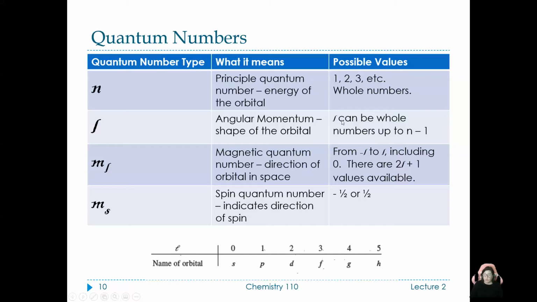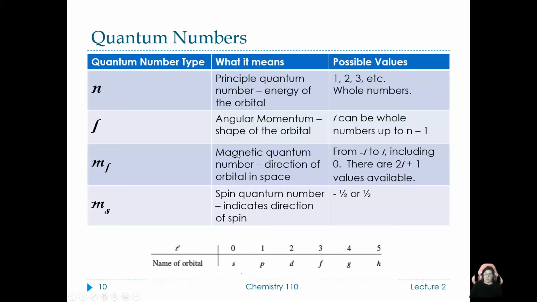These can be whole numbers from, sorry, from 0 up to n minus 1. So if we're talking about row 1, and we can only go to n minus 1, that means all we have is 0. If we're talking about row 2, I can have a 0 and a 1. Hence why we see what we see on the periodic table.